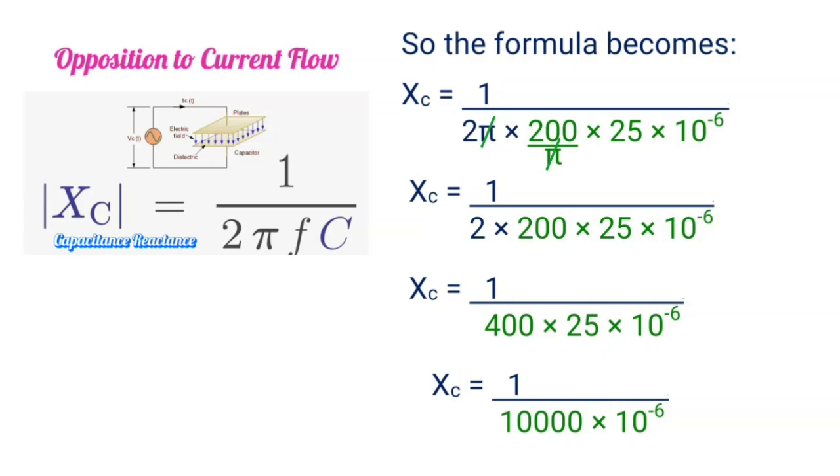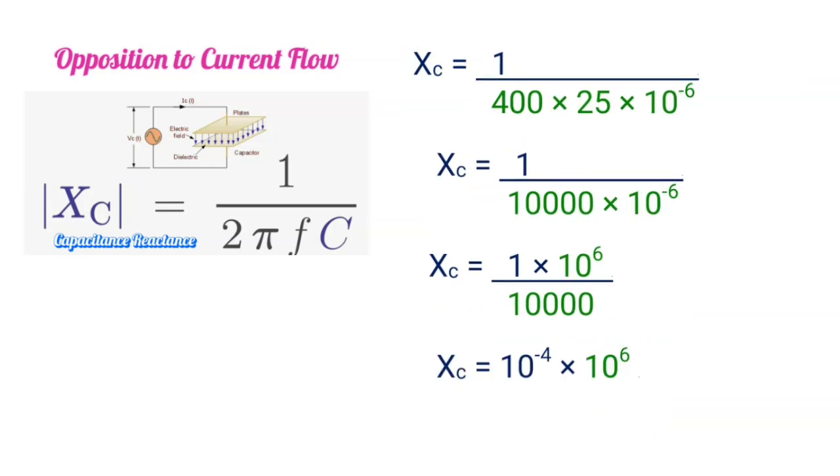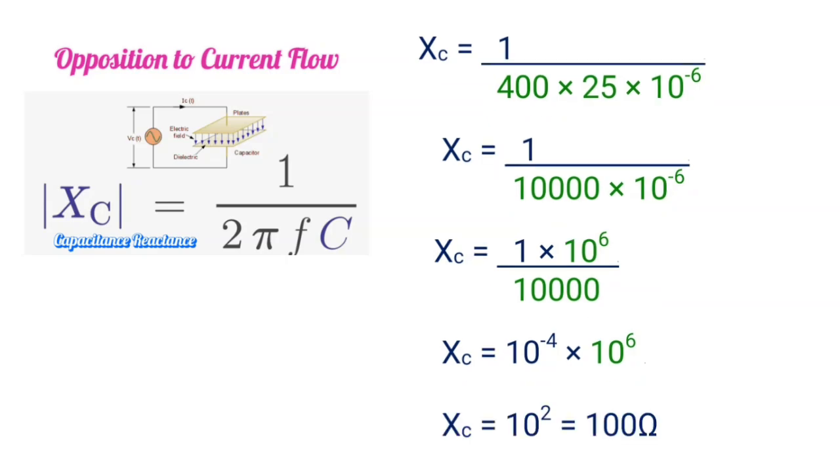The equation becomes Xc is equal to 1 divided by 10,000 times 10 raised to power minus 6. 10 raised to power minus 6 will go up and become 10 raised to power 6. And 1 divided by 10,000 is 10 raised to power minus 4. 10 raised to power minus 4 times 10 raised to power 6 will be 10 raised to power 2, which is 100. Final answer: 100 ohm.